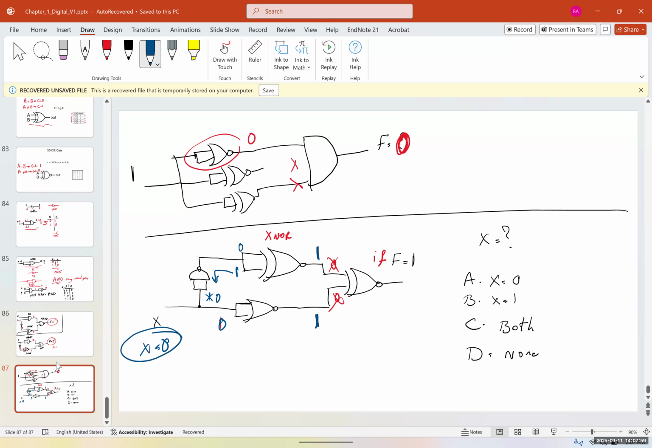Okay. Again, if this is 0, this would be 1, and these two are not allowed to be different. So the input must be 1. So the only answer that we can get is X equal to 0. Is it clear, or do you want me to explain it again?